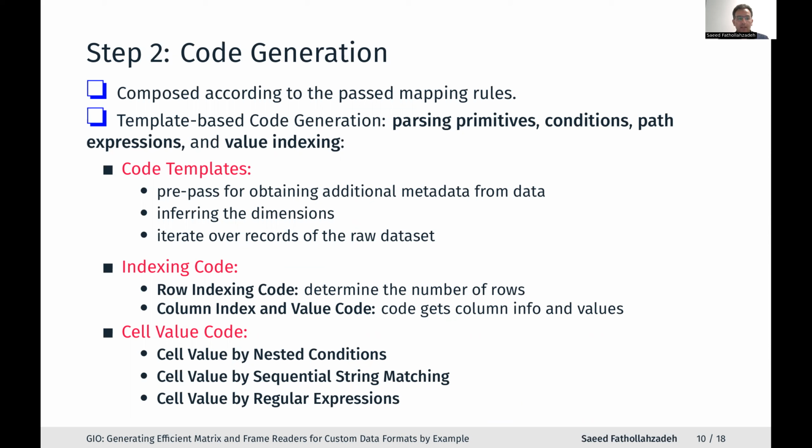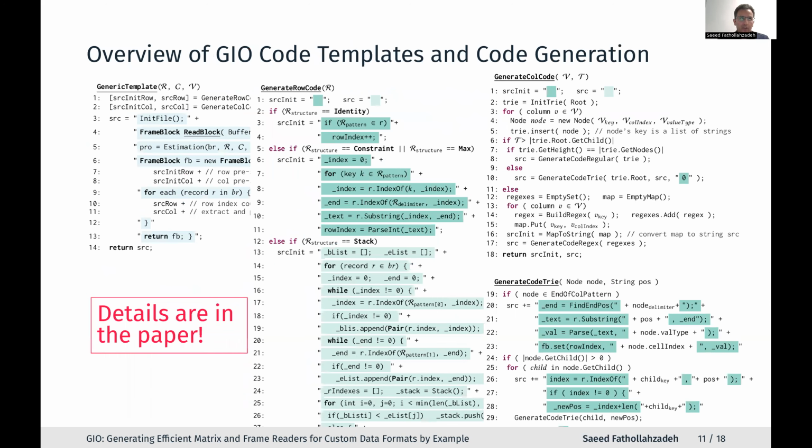In addition, depending on the mapping rules, we generate code for row index, column index, and value parsing separately and instantiate them in the template. We materialize the Java source code and compile class files at the end of the code generation part. Here we have an overview of the GIO code template and code generation. The details of our templates are in the paper.